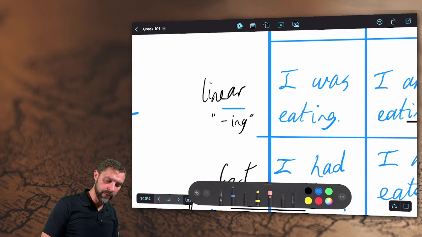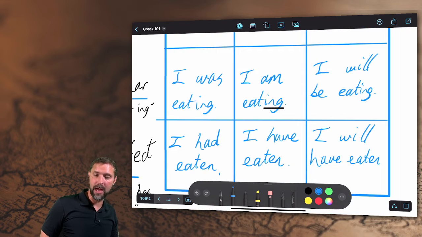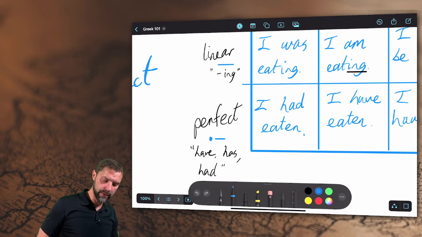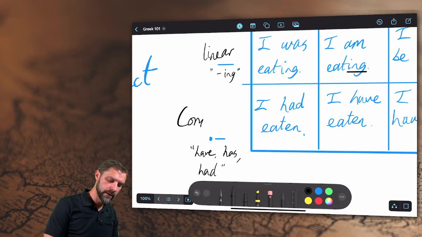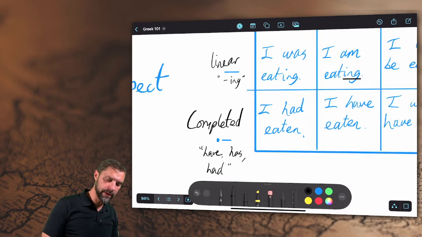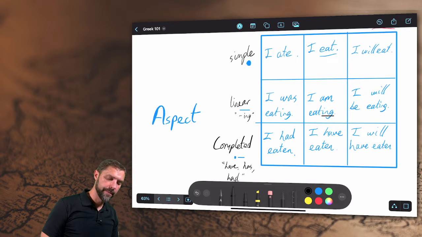The linear aspect, we often represent with a line, and I think what helps students is the ing. There's going to be, generally, an ing in here. Okay, I was eating, I am eating, I will be eating. Get an ing in there, and you're probably now looking at linear. Okay, and the last, I've called perfect, or perhaps for clarity, and so that there's not confusion, we'll call this completed aspect. If you look at Plummer, this is one place where I go a little different from him. I do simple, linear, and completed. Plummer will do the same.